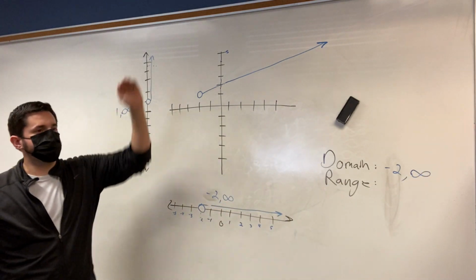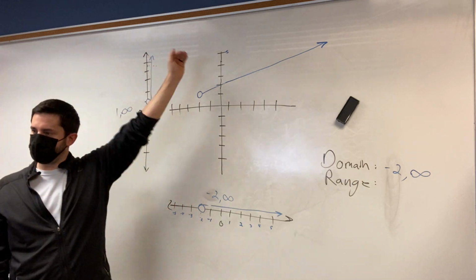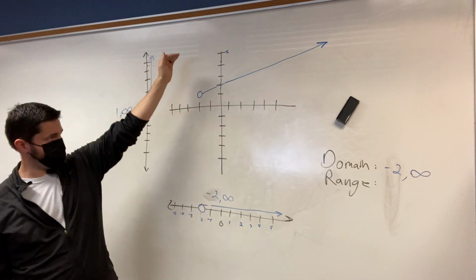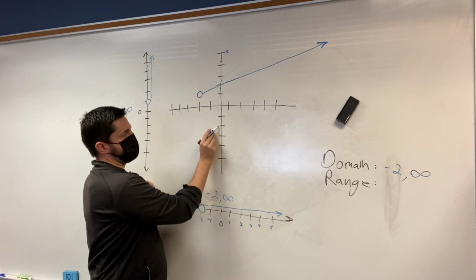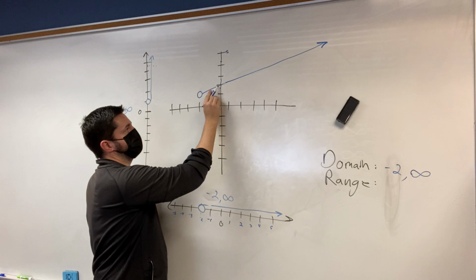Range. What is the lowest value? 2. 2? -2? No, it's just 2. I heard a -2? I heard a 2? Yeah, because it's right there.